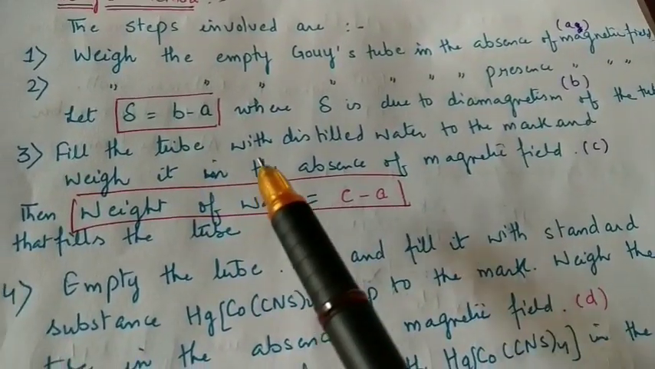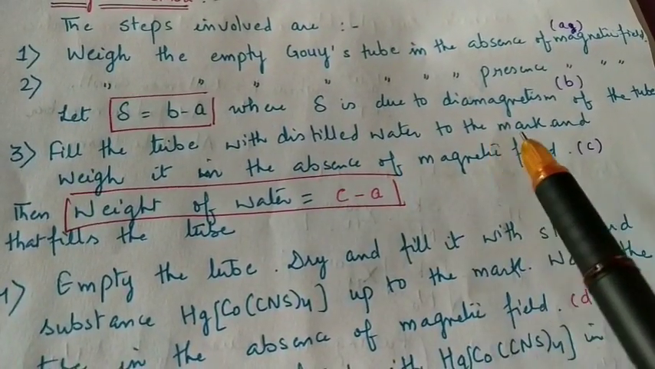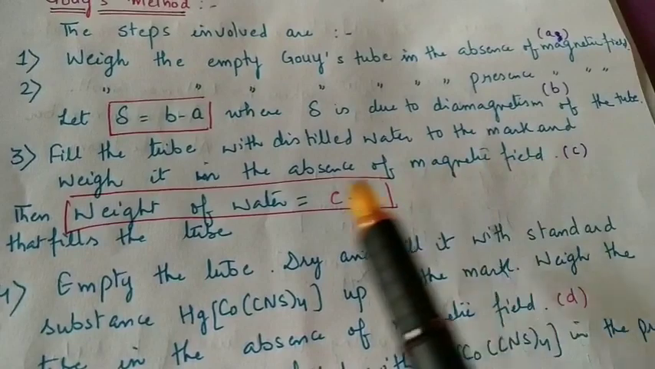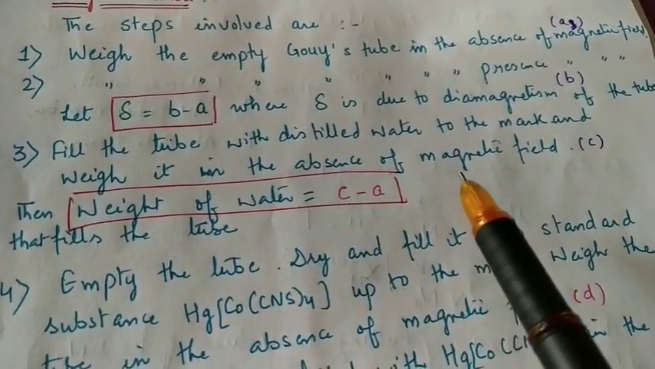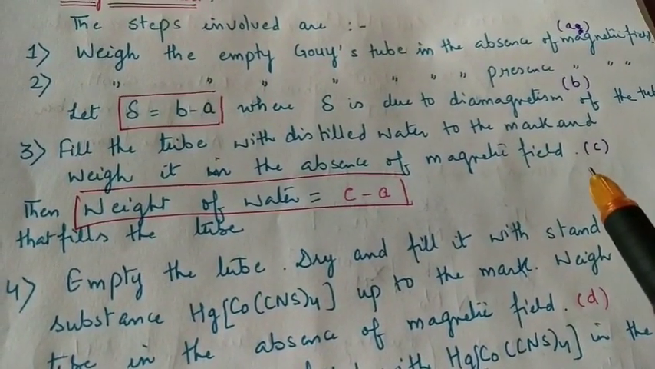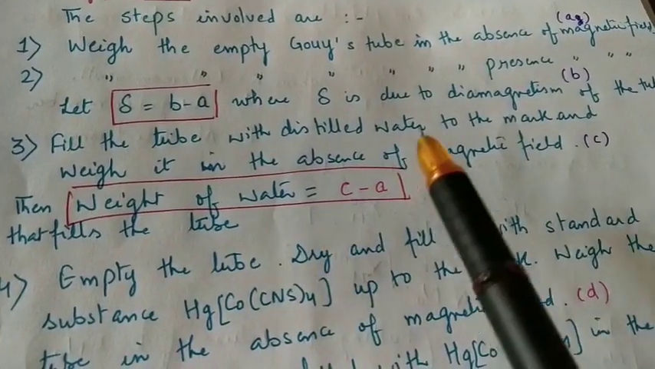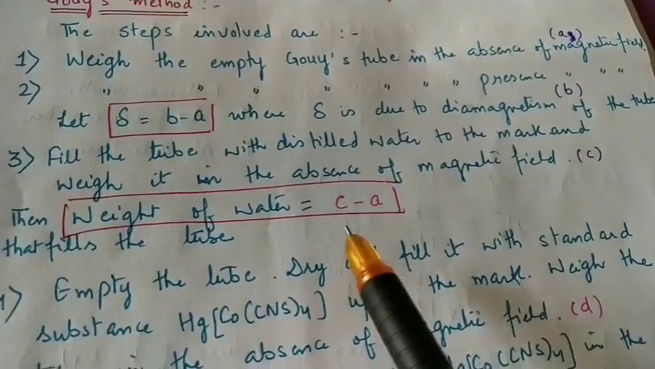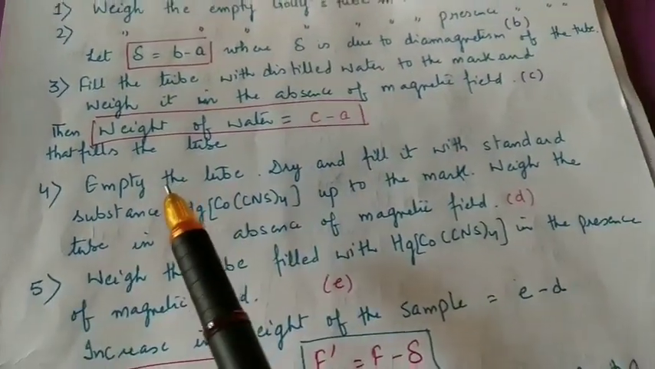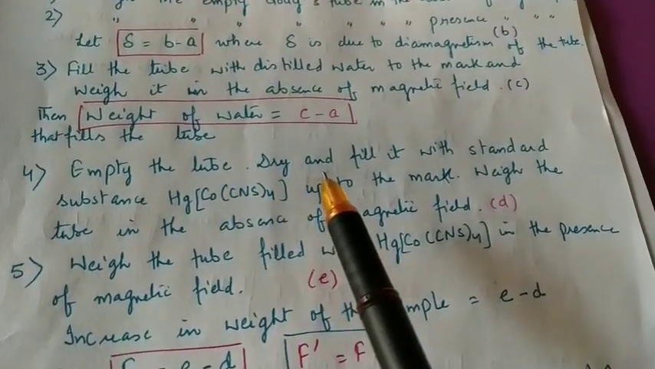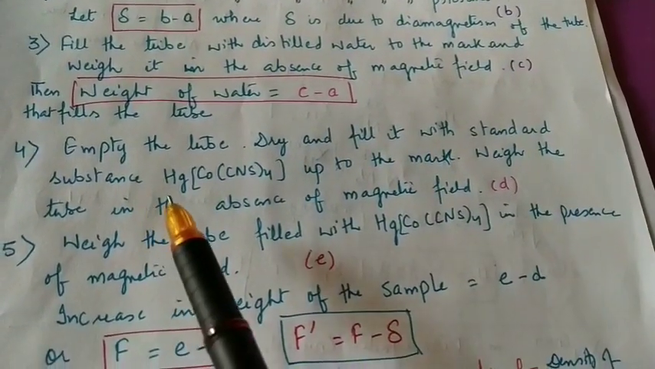Now step number three, we fill the tube with distilled water to a mark which is there in the Gauss tube, and then weigh it in the absence of magnetic field. Let the value be C. Then what will be the weight of water? C minus that of the empty tube, so C minus A.